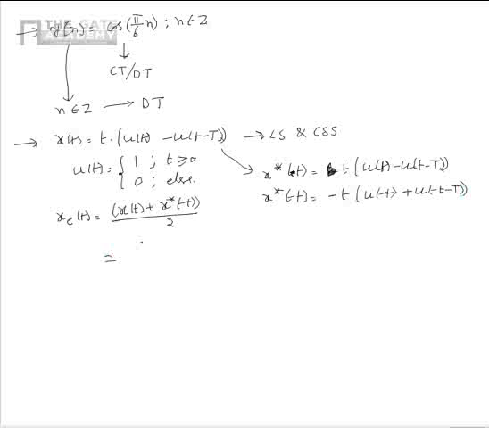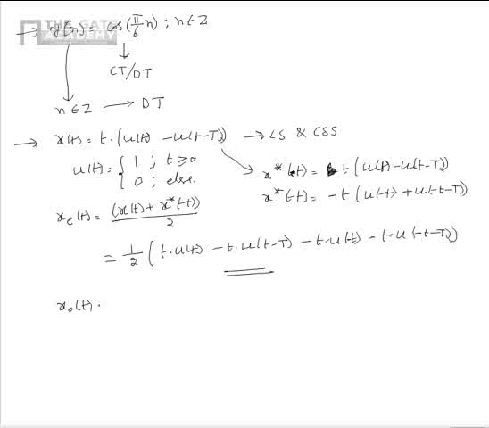From this, we can find out the conjugate symmetric part of the signal xe of t as half multiplied by t into u of t minus t into u of t minus capital T. This should be added with x star of minus t. So minus t into u of minus t minus t multiplied by u of minus t minus capital T. So this is the conjugate symmetric part of the signal.